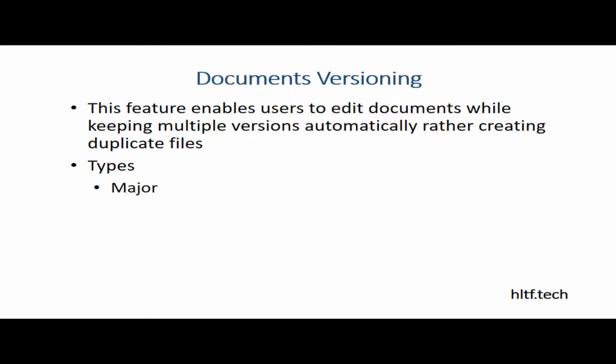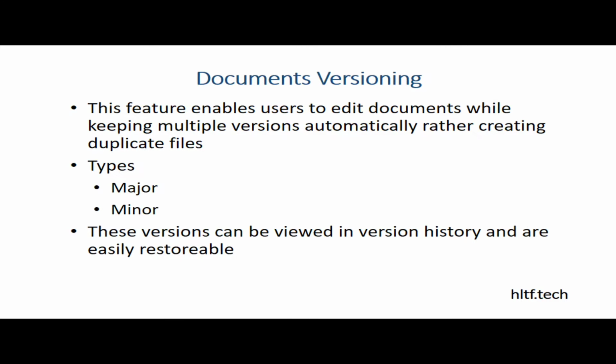What are the types? There are two types of document versioning. The first one is major and the second one is minor. Major keeps track of all the major changes. If major changes have been made at the phrase level or paragraphs have been changed, then it keeps the version. But if you just open it and change just a string or some alphabets, and you want to track that document and keep the version of that as well, then you go for minor versions. These versions can be viewed in version history and are easily restorable.